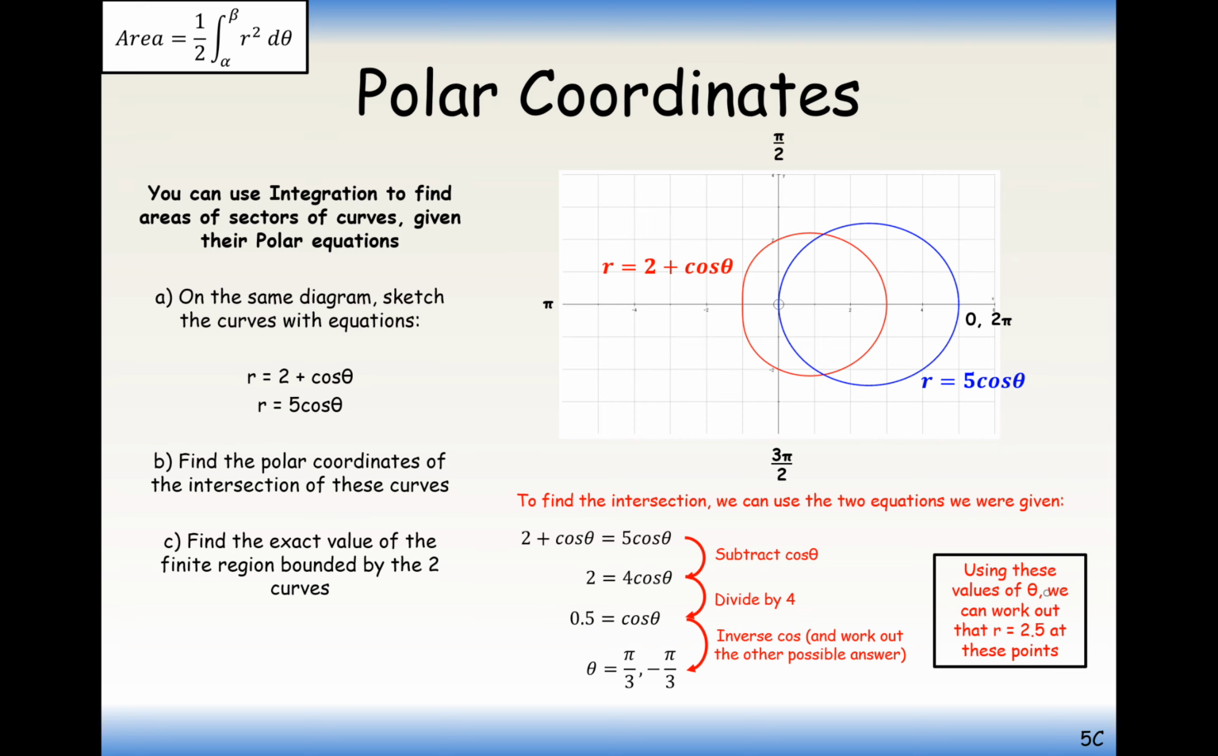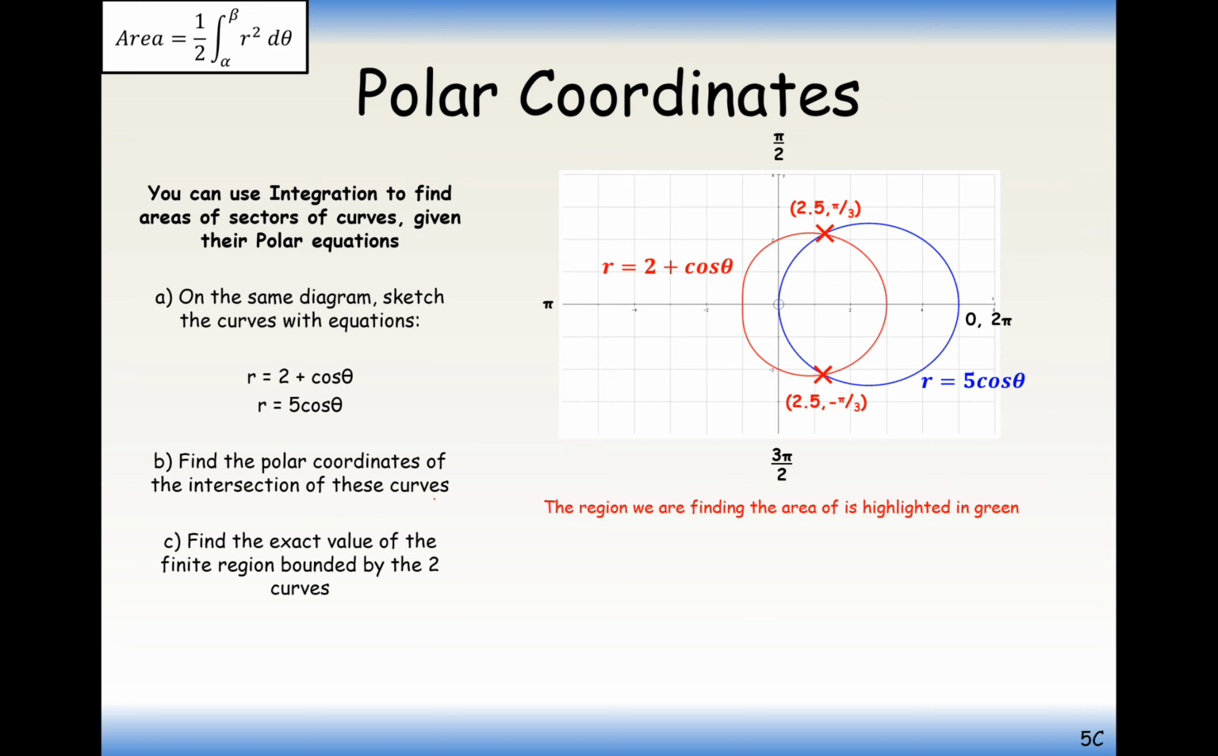So using these values of theta, we can work out that the radius will be 2.5 at these points. You can plug pi by 3 into either of these two functions here, and you will get 2.5 as your radius value. So the answer to this question is 2.5 comma pi by 3, the radius goes first, then the angle, and the same for down here, the radius is 2.5, the angle is minus pi by 3.